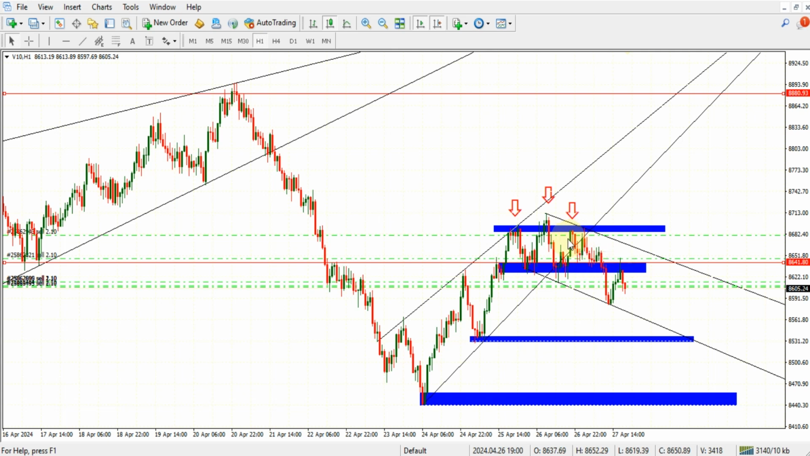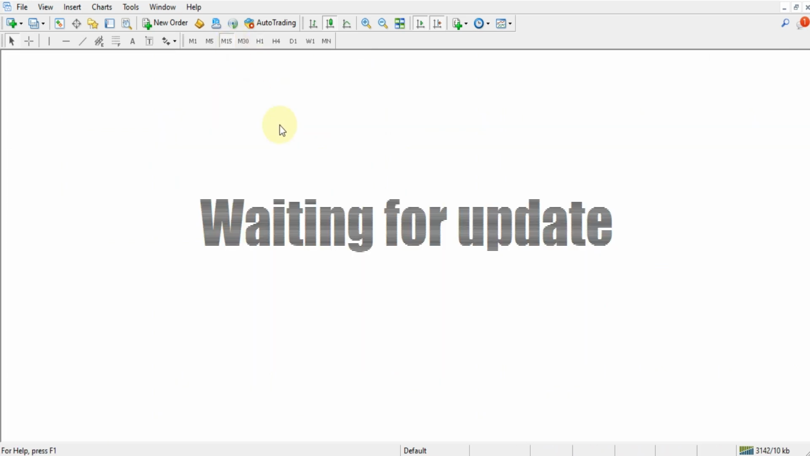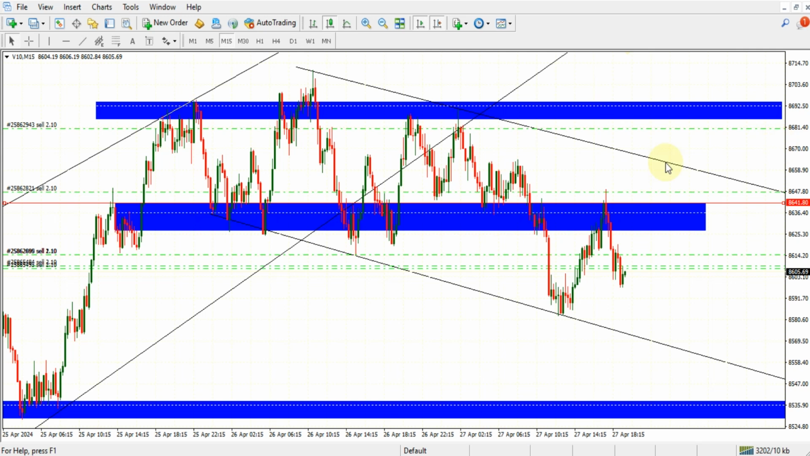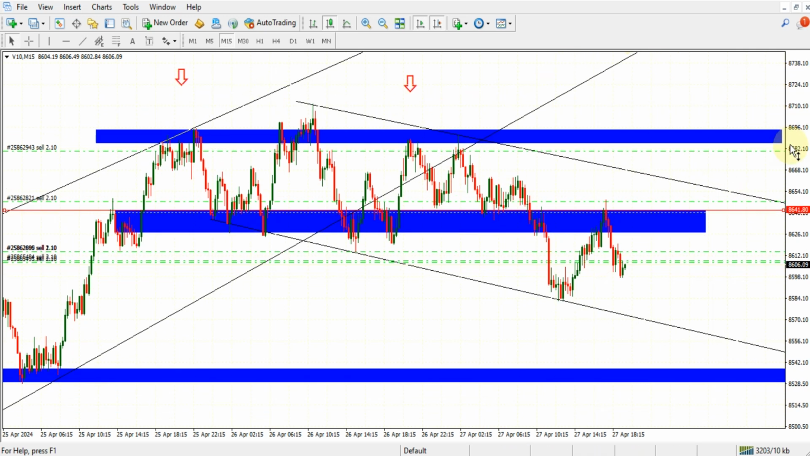I took this entry because on the lower time frame, guys, I saw that the market had now started respecting this area, because as you can see on the lower time frame, I saw the market started respecting this head and shoulder, and I took my first entry at this point, guys. So I took this first entry at this point.